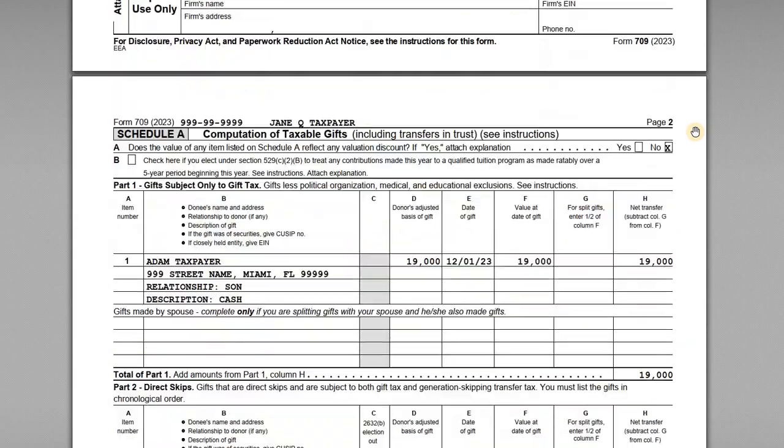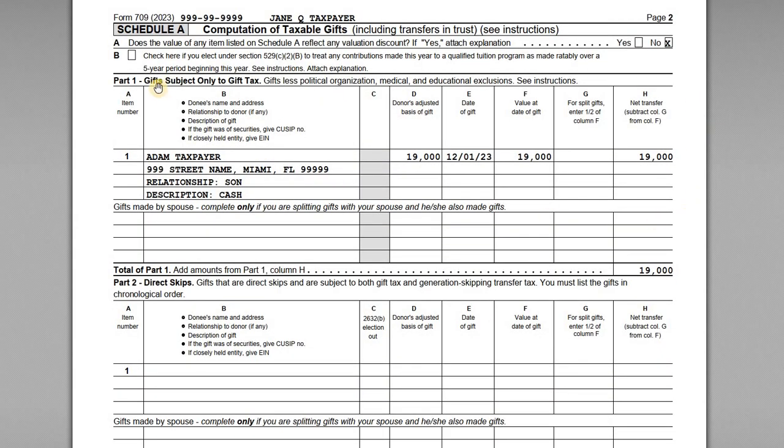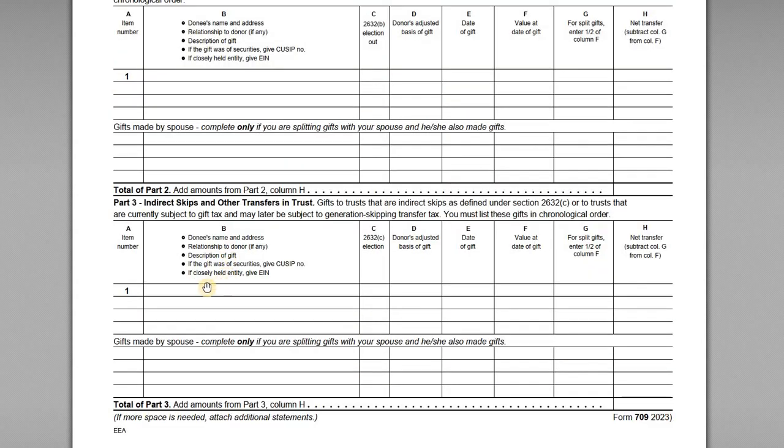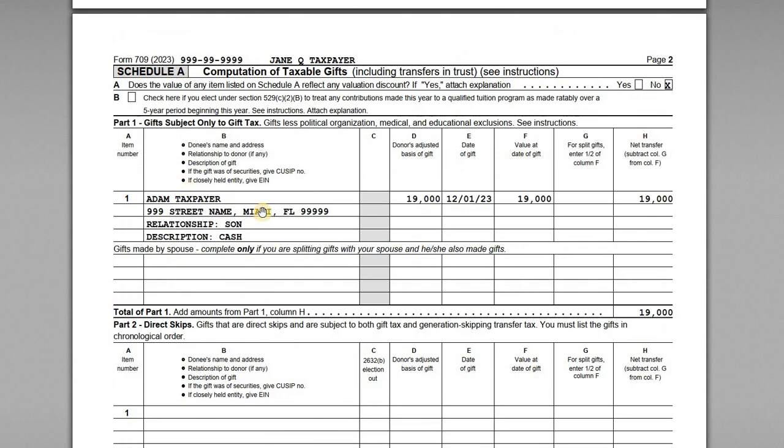So we'll start with Schedule A, where we have the computation of taxable gifts. Schedule A is broken out into a number of parts. The first part is where we report gifts that are only subject to the gift tax, and that's what we're going to be working with here. Part 2 are gifts that are direct skips and have both gift tax and GST tax issues. And lastly, in Part 3, we have indirect skips and other transfers. So these are transfers to trusts that are currently subject to gift tax and might be subject to GST later.